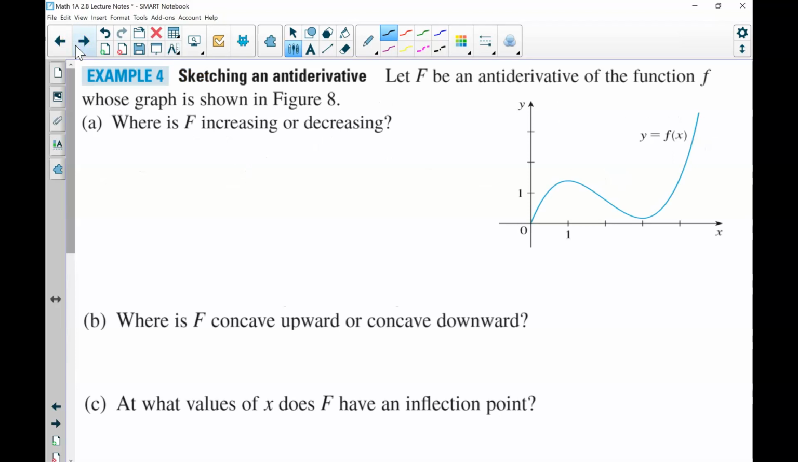Okay, let's take a look at example number 4. For example number 4, we're sketching an antiderivative. We're going to let capital F be an antiderivative of the function f, whose graph is shown. Now, where is F increasing or decreasing? We want to make note of that. If you take a look at the figure here, the function is greater than 0, meaning above the x-axis for the entire function.